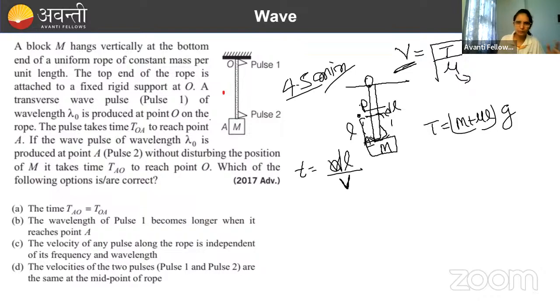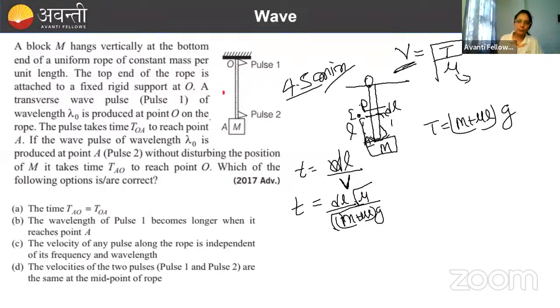We don't need to calculate this much, but I'm doing it just to help you understand. So T equals (M plus mu l) times g. Then what do you write here? dl by v. The value of v will be root under T by mu, that is root of (M plus mu l) g divided by mu. So this is the time taken to cross this small length dl.